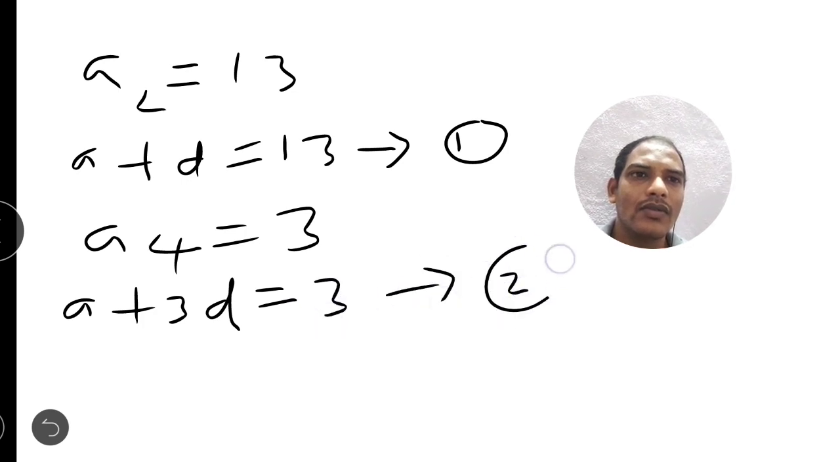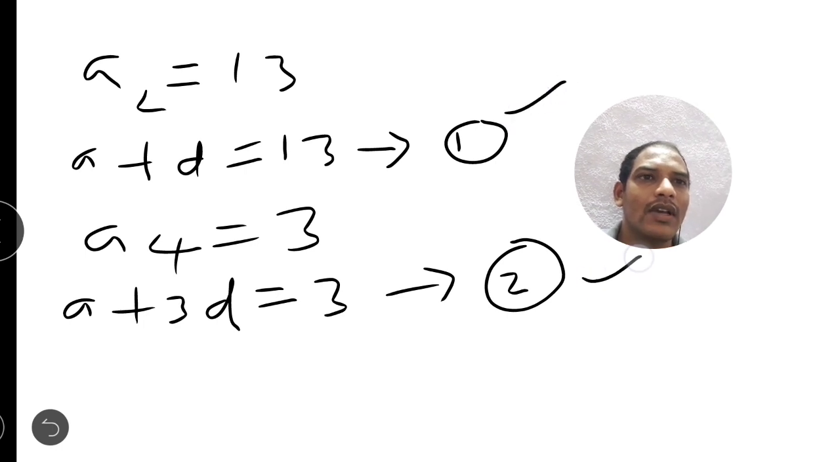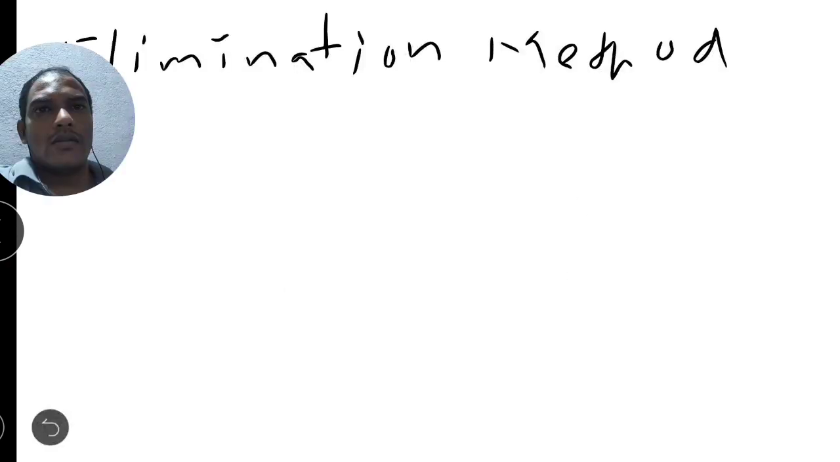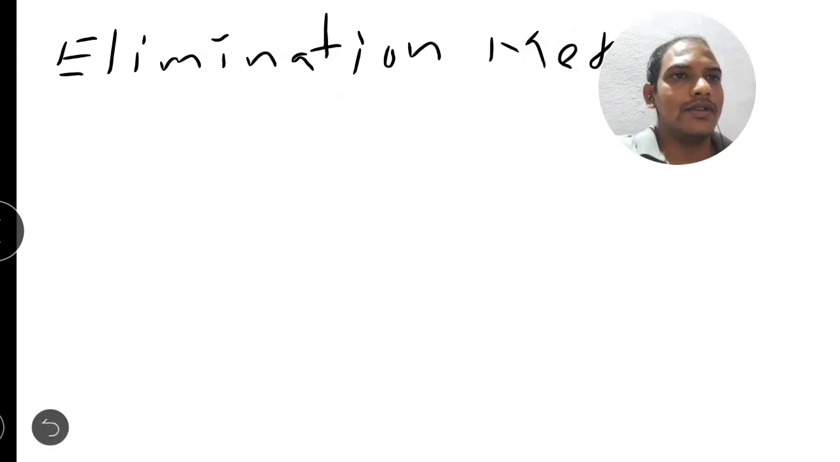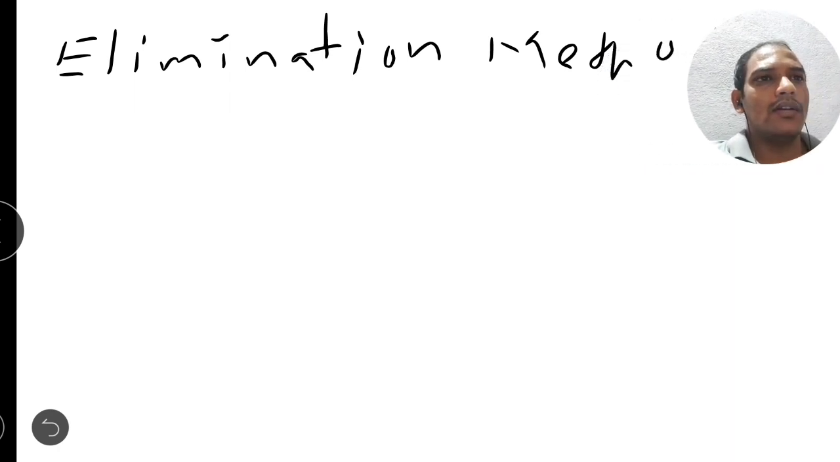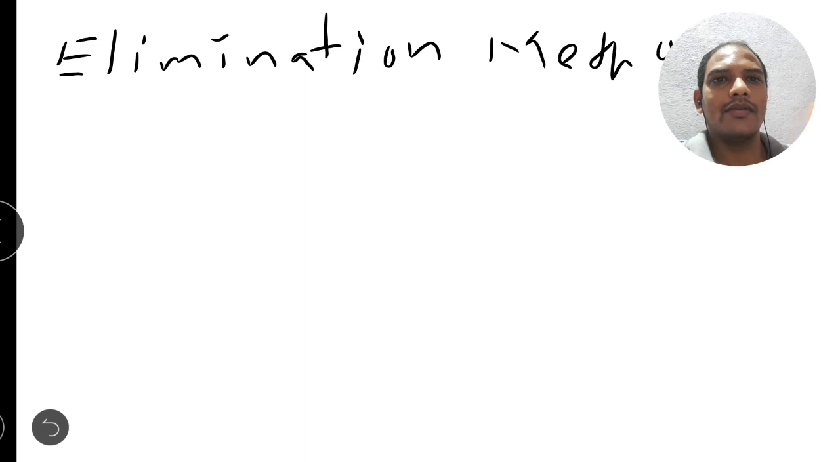Equation 2. Now you observe that both equation 1 and equation 2 contain the same variables, a and d. So how to solve these two equations? I am using the elimination method to solve these two equations. The elimination method is actually a fourth chapter topic, so observe carefully.